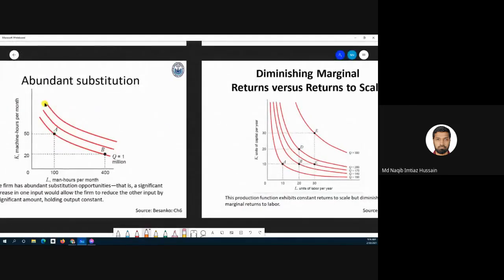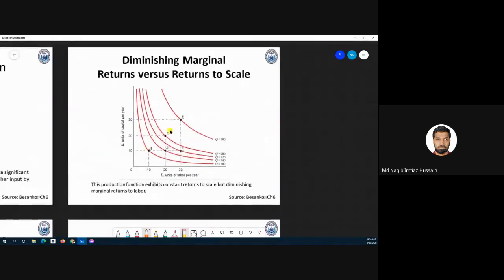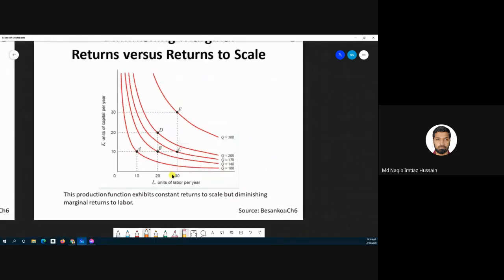And if you have isoquant lines like this, that means abundant substitution. This is something interesting to watch about. We talked about returns to scale. Okay, look at this graph. And this is the isoquant lines output.